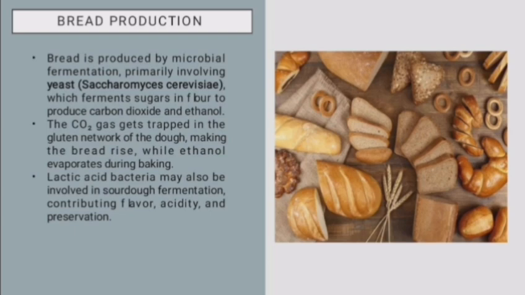Bread production. Bread is produced by microbial fermentation, primarily involving yeast Saccharomyces cerevisiae, which ferments sugars in flour to produce carbon dioxide and ethanol. The carbon dioxide gas gets trapped in the gluten network of the dough, making the bread rise, while ethanol evaporates during baking. Lactic acid bacteria may also participate in sourdough fermentation, contributing flavor, acidity, and preservation.